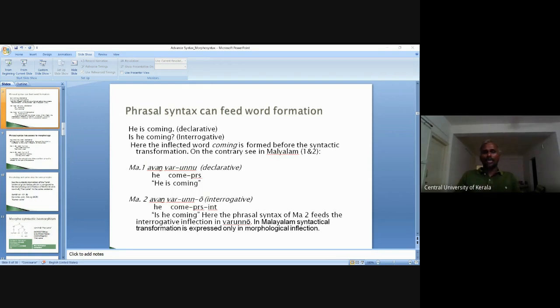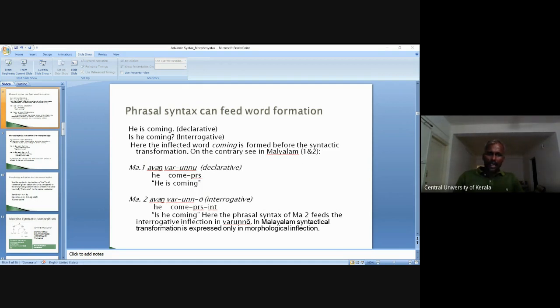The second argument is that phrasal syntax has access to morphology. The lexicalist hypothesis argues that there is no access; syntax doesn't have any access to morphology at all. Look at the sentence: Raju drank the water. It's declarative. Did Raju drink water? To make it interrogative, the word form drink is unaffected by the syntax in English.